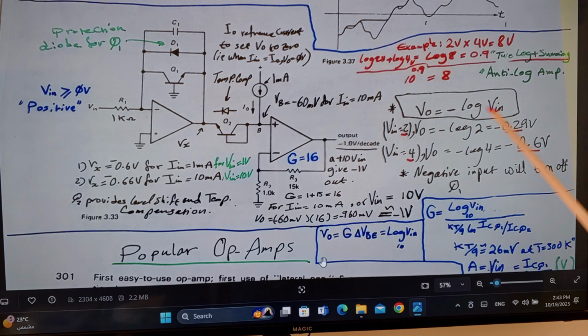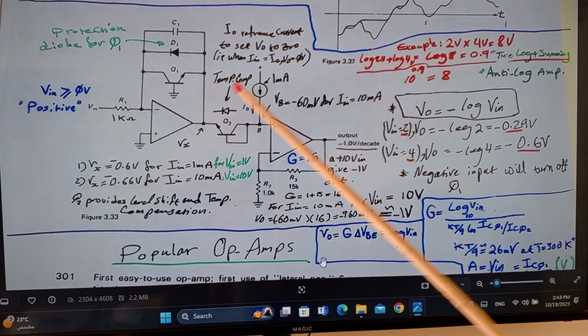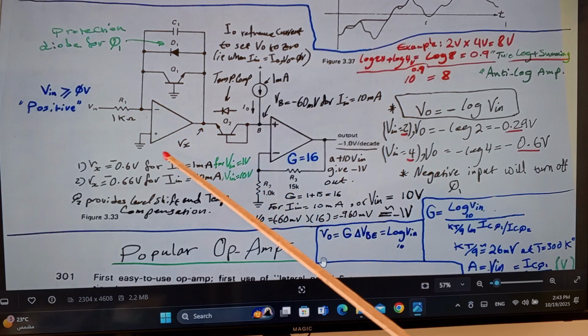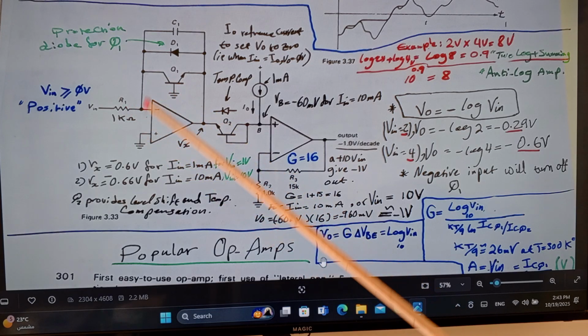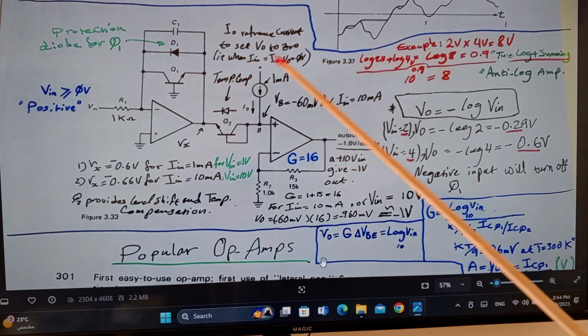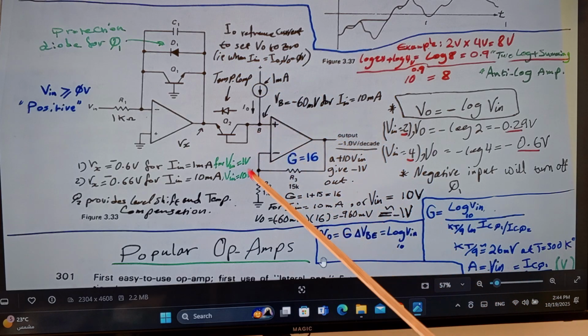And you can set it, by the way, to any log that you want. But the one in here, based on this non-inverting amplifier, is to the base of 10. So what is this circuit made of? This circuit is made of, let's say, this inverting amplifier, and a non-inverting amplifier.